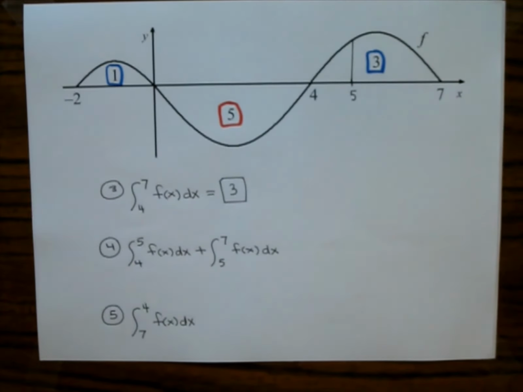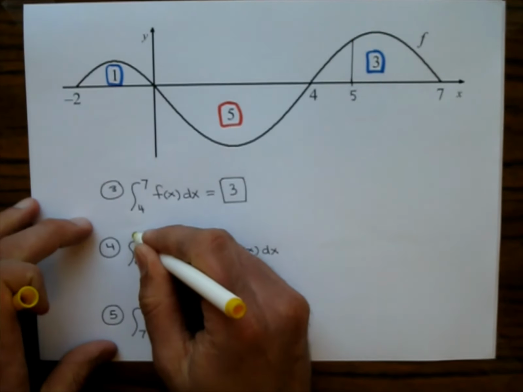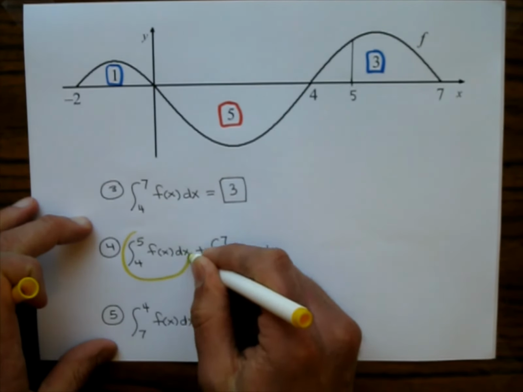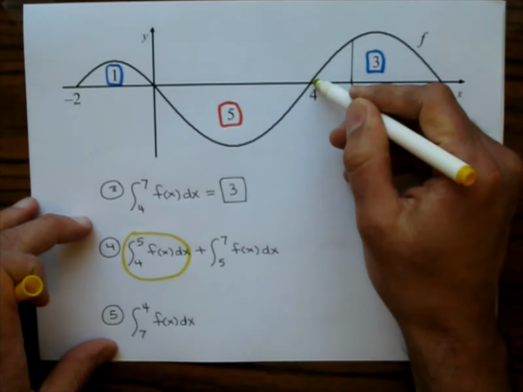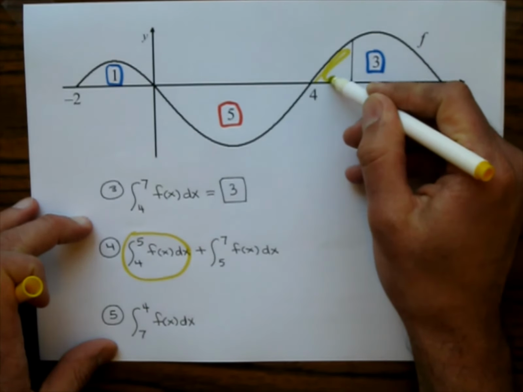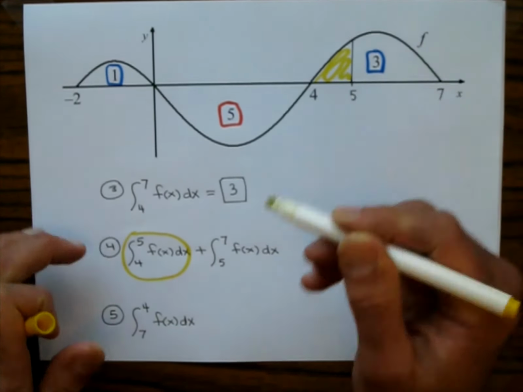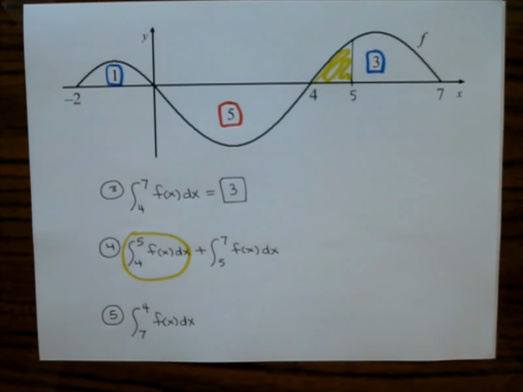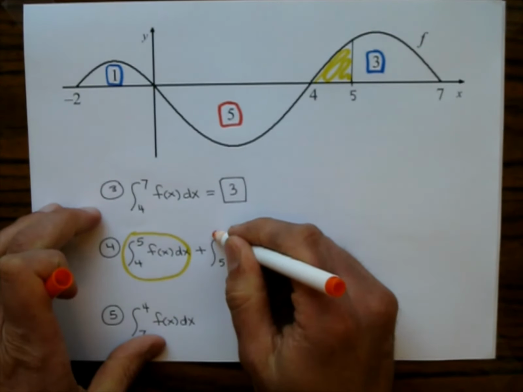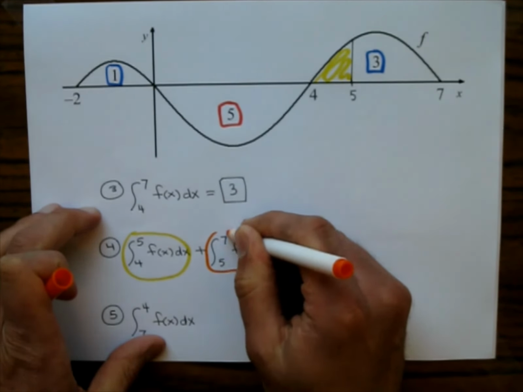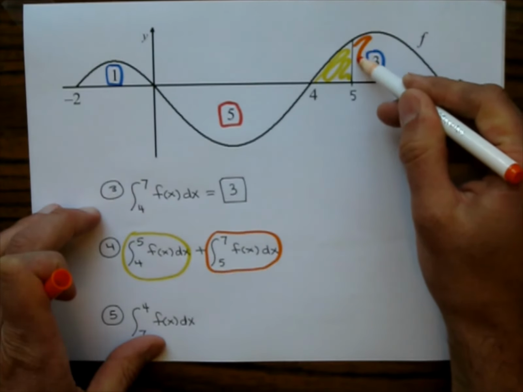Take out the yellow. I can't even find stuff anymore. So this guy right here is this net area, which is all above the x-axis. And then this guy right here is this net area.